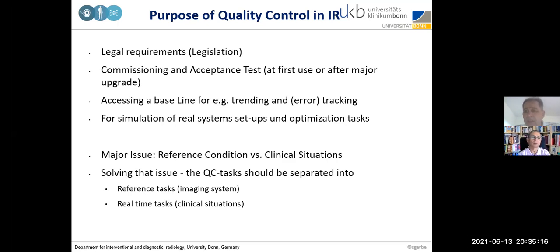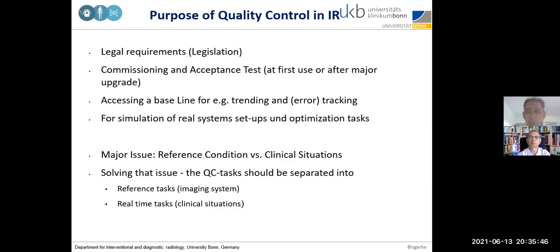Very important is that during acceptance test and during commissioning, you have to define a baseline, which is the baseline for your entire quality control you have to follow during the lifetime of your machine. I would recommend for a simulation or optimization that you set up a program where you can test different parameters. We will come to this later on.